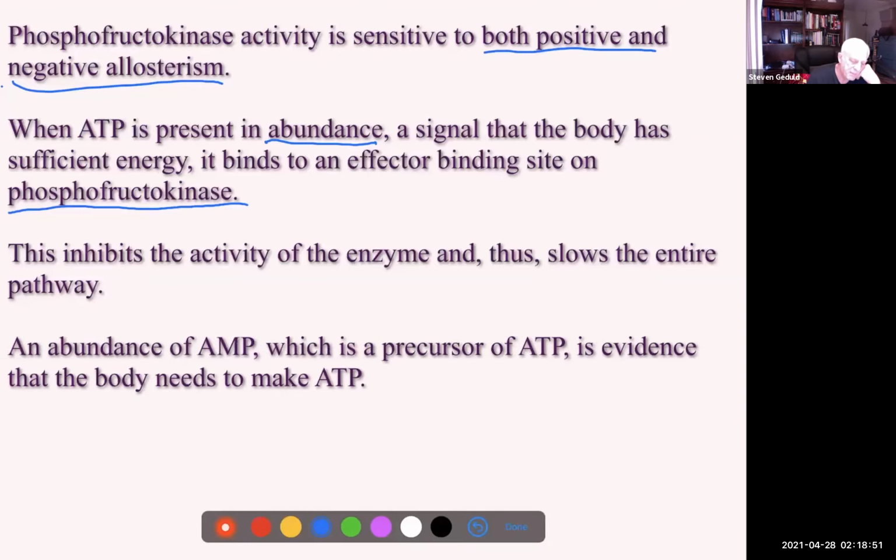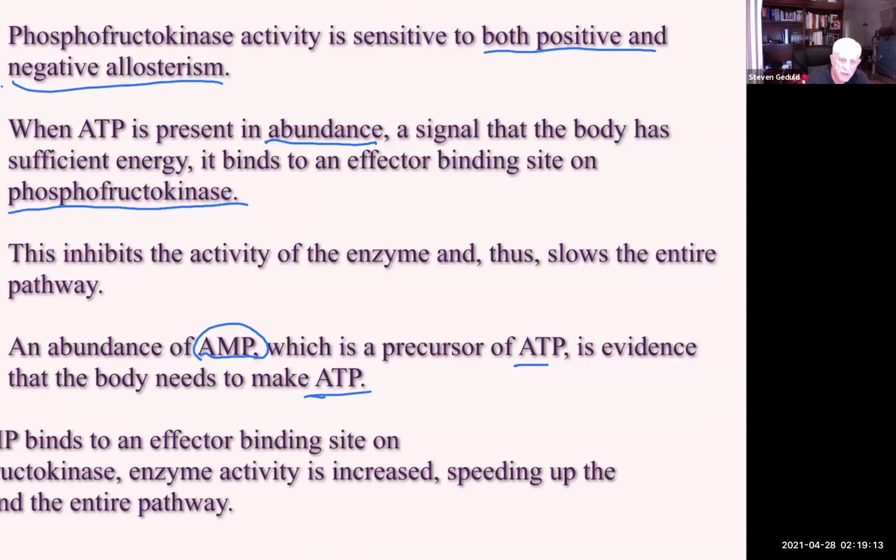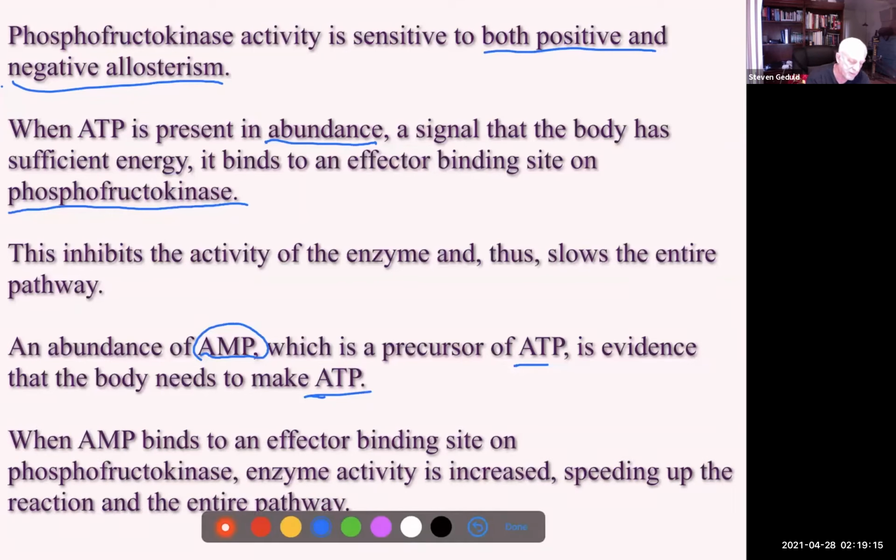Okay, an abundance of AMP, which is a precursor to ATP, is evidence the body needs to make more ATP because ATP breaks down to ADP and AMP. Okay, so if you have AMP in abundance, then you're telling the body, hey, you need more energy. So AMP is also going to be binding allosterically. Okay, so AMP binds to effector site on the phosphofructokinase, and the activity is increased. Okay, it's a positive allosteric effect, speeding up the reaction and then the entire pathway. So more phosphate groups are transferred. Okay, more energy is created.